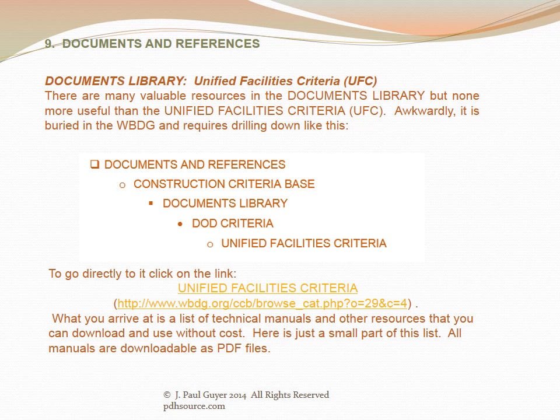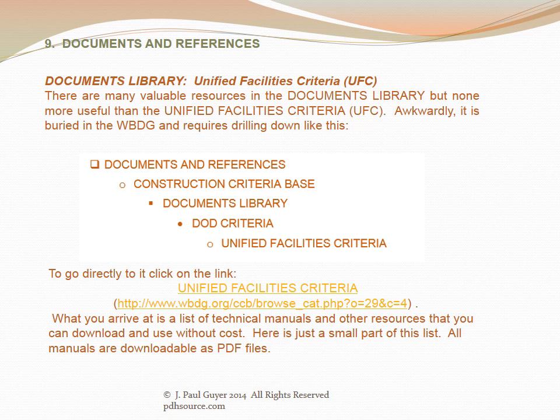Now the documents library. There are many valuable resources in the documents library, but none more useful than the Unified Facilities Criteria, abbreviated UFC. Awkwardly, it is buried in the Whole Building Design Guide and requires drilling down like this. Documents and references to construction criteria base, to documents library, to DoD criteria, and finally to Unified Facilities Criteria. To go directly to it, click on the link indicated.